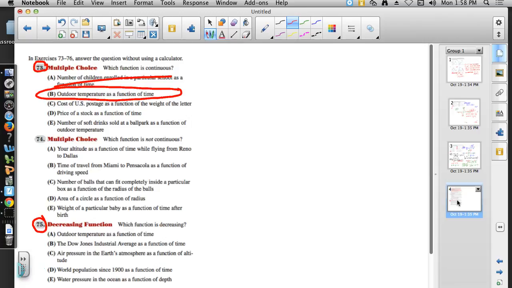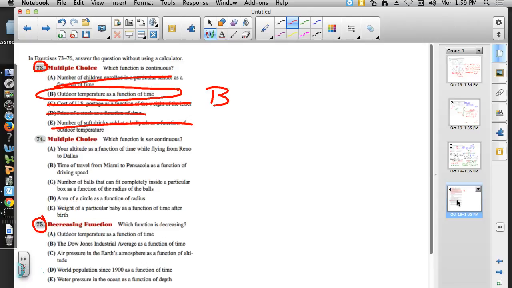Cost of U.S. postage as a function of the weight of the letter. No, they increase postage whenever they have to. There's going to be a jump, so that's out. Price of stock as a function of time. Yeah, unfortunately, there's some jumps in that, so that's out. Number of soft drinks sold at a ballpark as a function of outdoor temperature. Gets hotter out, going to be a lot more soft drinks sold, so that would be a jump. It all depends on the temperature. So B would be our best answer. It isn't a fraction of a second change. It is a gradual change over time. At least we hope it's gradual.